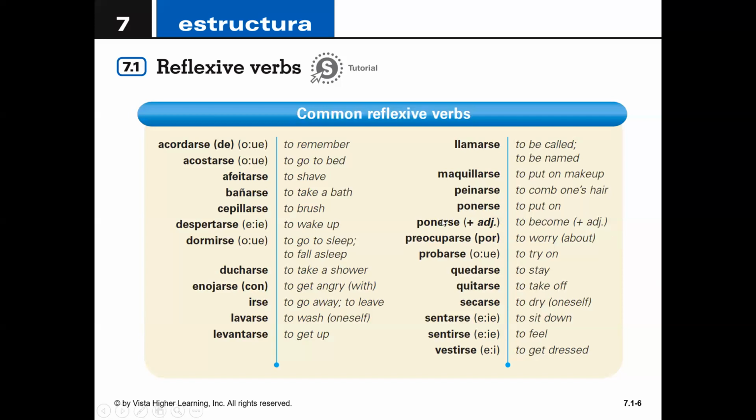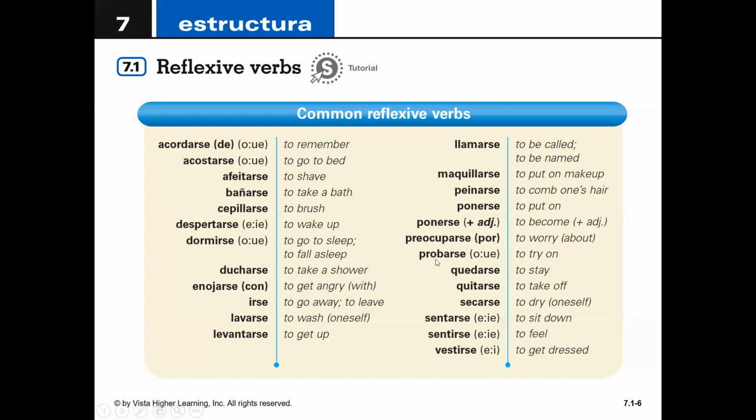If you use it with an adjective, it can mean to become or to get. So in English, we say, oh, I get angry or I get sad. You can say, me pongo triste, me pongo enojado, right? To get or to become. Vale, continuando, preocuparse.